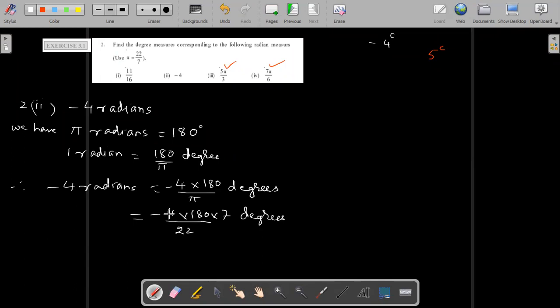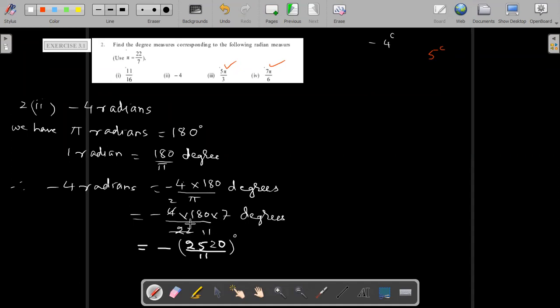Now, if you check this multiplication, the whole multiplication is divisible by 2 first. 2 ones are 2, 2 twos are 4, and then you multiply 7 into 18. You will get 2520 divided by 11 degrees. Got it?